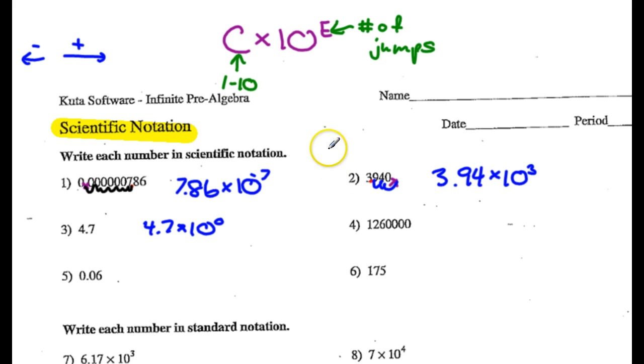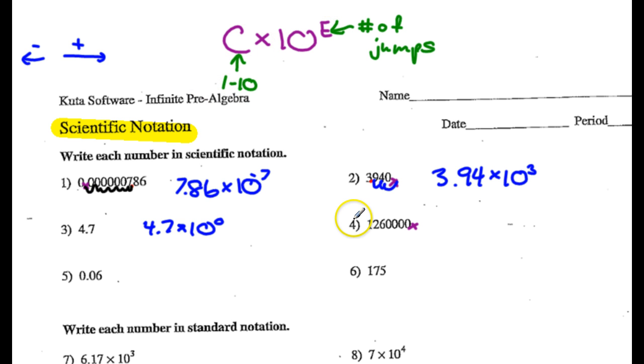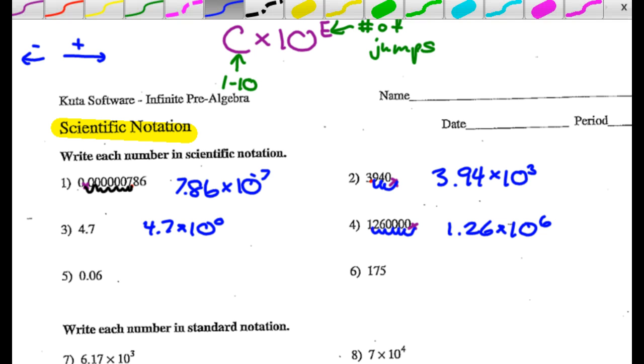Alright, now this next very large number. This is 1,260,000. No decimal. Remember, when there's no decimal, it means it's at the end. So I'll put my x at the end. Now, where am I going to drop my decimal to make it between 1 and 10? I'm going to put it right here between the 1 and the 2. 1.26. That's between 1 and 10. And then it's always times 10. And then, number of jumps. Start on the new decimal, hop back to the x. 1, 2, 3, 4, 5, 6. To the right, therefore it's positive. Okay?